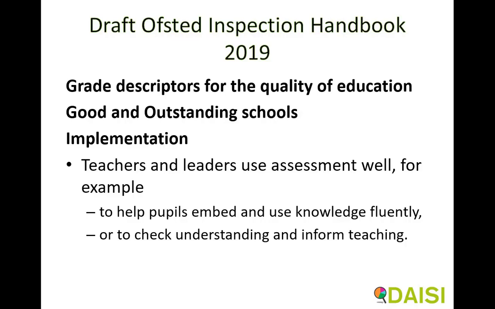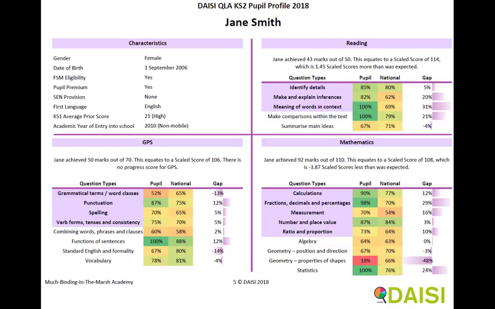According to the Ofsted Inspection Handbook, schools which are good or outstanding implement the results well. Teachers and leaders help pupils embed and use knowledge fluently, or check understanding and inform teaching. So you might look at individual pupils and see how they're doing. For instance, Jane might be doing 12% better than the national average for punctuation, but 13% worse for grammatical terms and word classes. With that knowledge, you might want to investigate why that is the case.